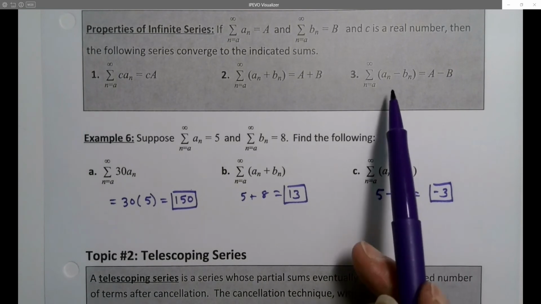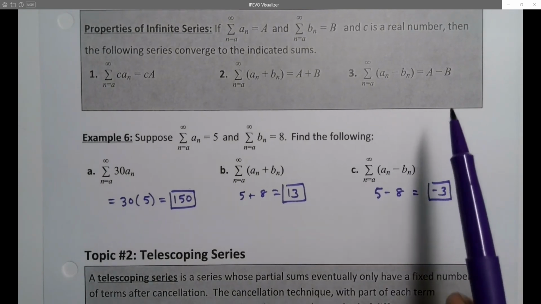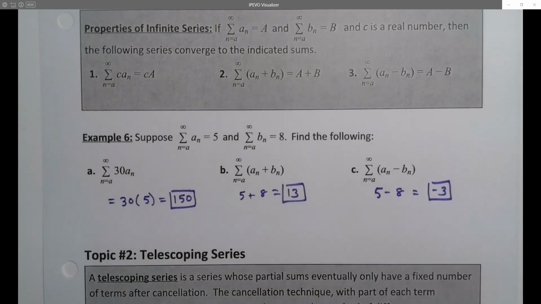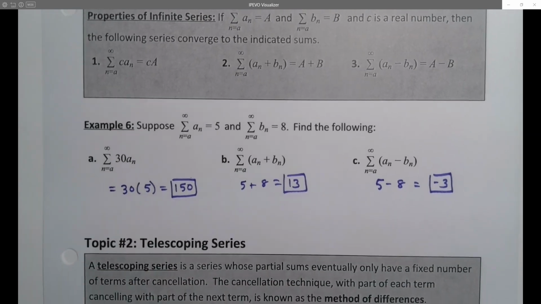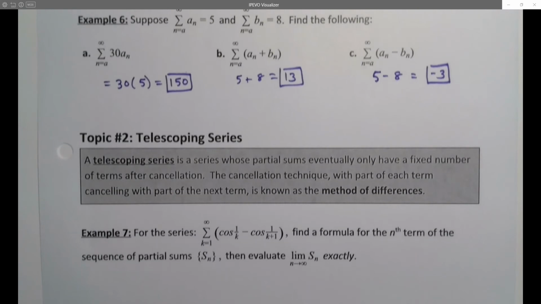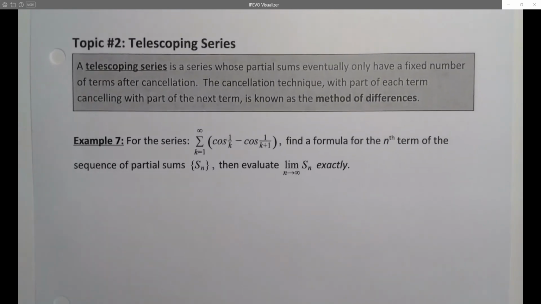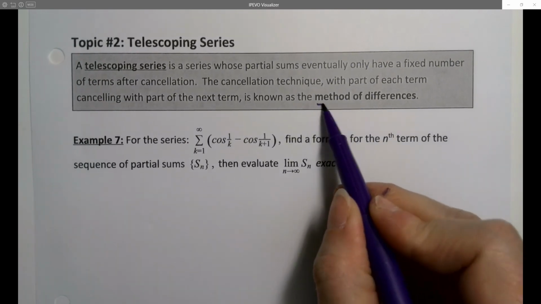So those properties are rather simple, but they're important. And they're how we can make combinations of series that we know. So we can take series that we have known sums for, and we can add them, subtract them, and combine them, multiply them by a constant, and so on. Now there is one other series that we can figure out the sum for in a slightly tricky way. So it's using something called the method of differences.